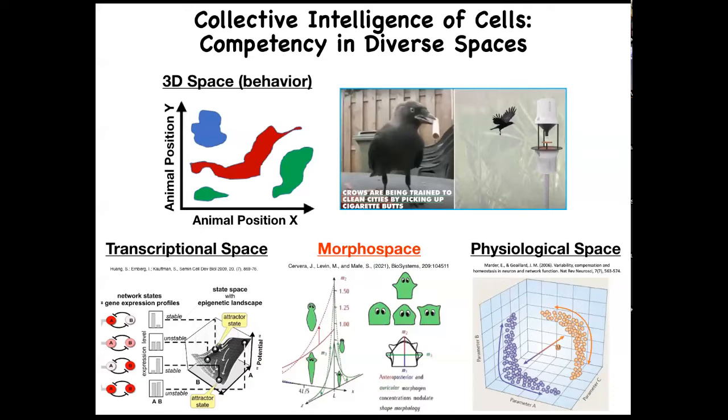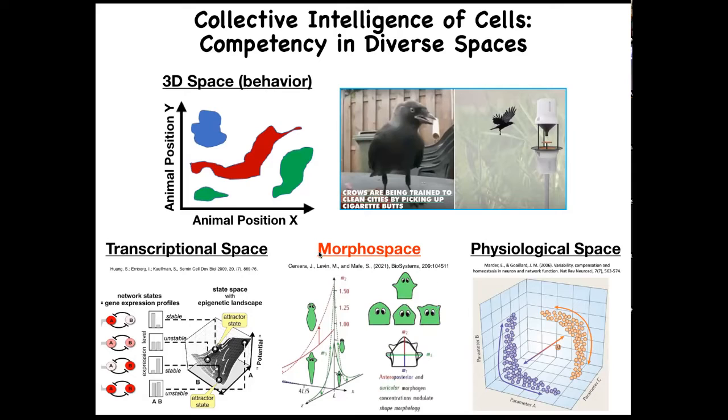Now, as humans, we're reasonably good, not great actually, but reasonably good at recognizing intelligent behavior of medium-sized objects moving at medium speeds in three-dimensional space. So primates, maybe birds, maybe an octopus, maybe a whale, we have some ability to understand and detect intelligence when we see it. But there are all these other problem spaces in which various agents live and navigate. There's the space of possible gene expressions, very high dimensional space. There's the space of different configurations of shape of the body, and then of course physiological space.